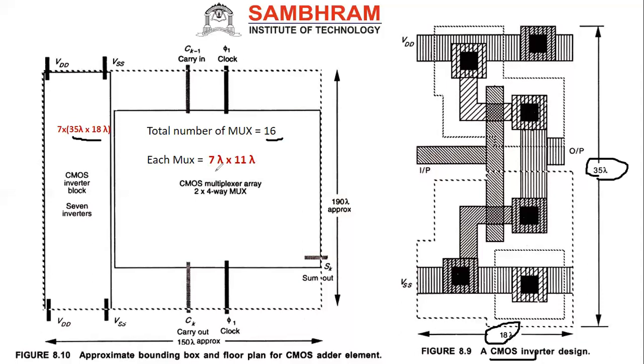Each mux requires 7 lambda cross 11 lambda of area. Then the total area of the multiplexer will be 16 times 7 lambda into 11 lambda. Some additional extra area is also required. Now totally, for one single element, approximately 190 lambda cross 150 lambda is the area size of your single adder element.